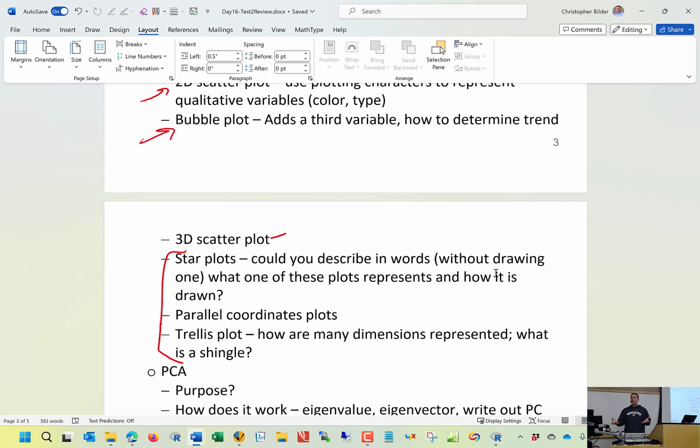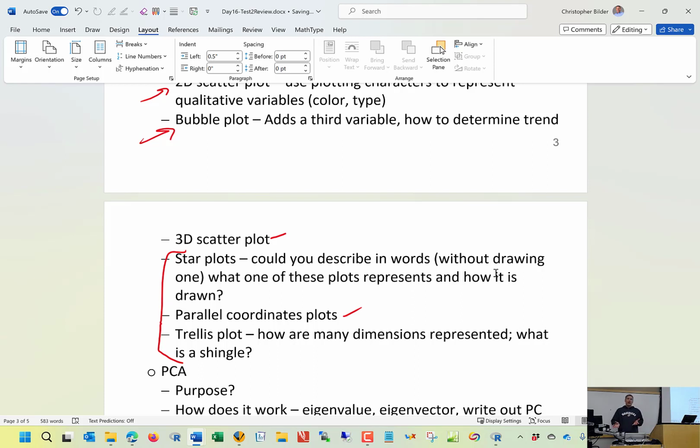With the star plot, you could say that each variable is represented by a ray. You could talk about how far the rays go out corresponding to the size of the corresponding variable. You could talk about what the middle of that star represents as well. Put this into words. But don't give me a diagram. I want you to show me that you understand in words what this plot is doing and how it represents multiple variables.